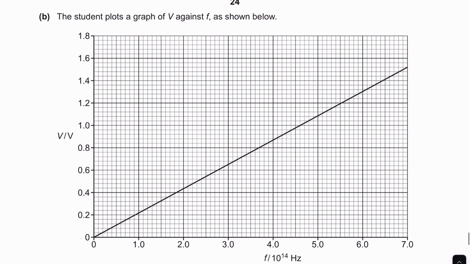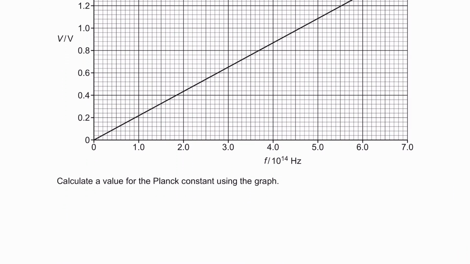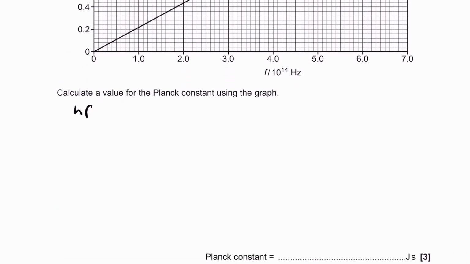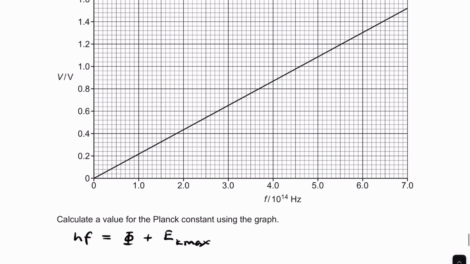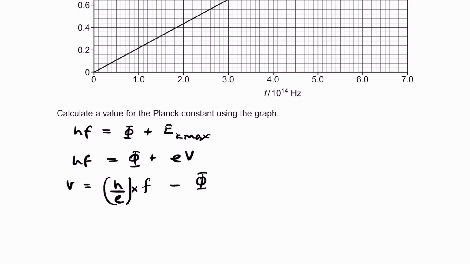Part B. The student plots a graph of V against f. Calculate a value of the Planck constant using this graph. Well, look at the most basic equation of the photoelectric effect and manipulate it so that we can apply it to this question. We are dealing with voltage and frequency. If I write down EK max as equal to eV, the charge on the electron times the voltage, then we can say that V is equal to h over e times f, minus the work function phi over e, right?